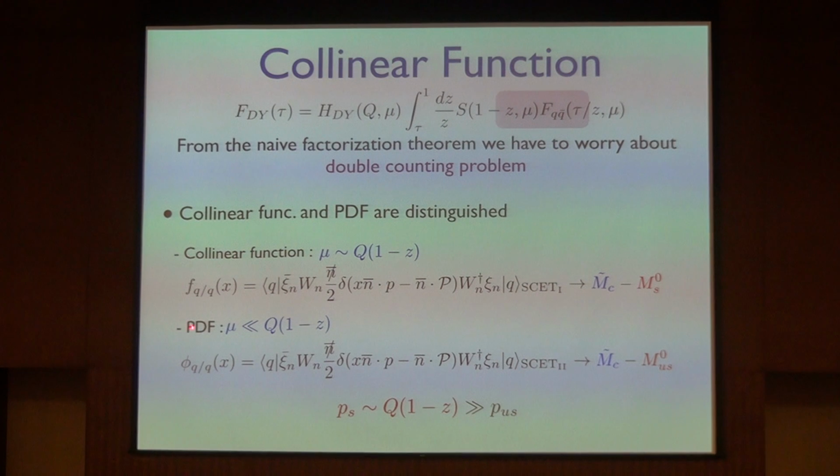However, in that case, this soft momentum is considered to be much smaller than Q times 1 minus x. So I call it the ultra soft momentum. Okay. So in summary, for the collinear functions, we have to perform the soft Wilson line subtractions whose scale is Q times 1 minus x. For the parton distribution functions, we have to subtract the ultra soft Wilson line subtractions. Okay.